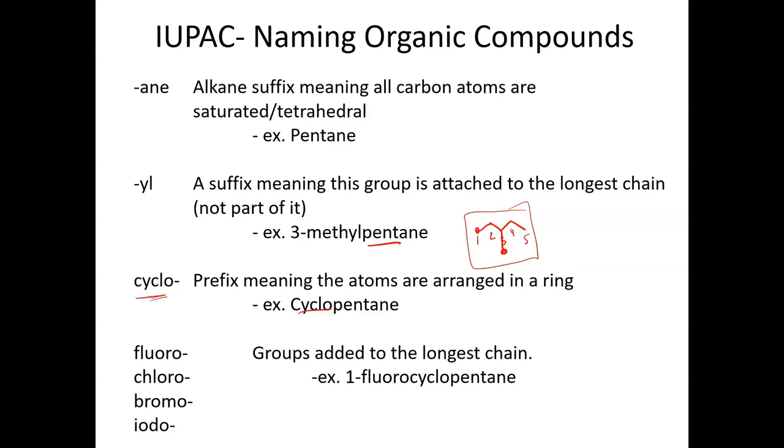Cyclic compounds: cyclopentane means that it's cyclic, so it's in a circle. So we'd have 5 carbons, 1, 2, 3, 4, 5, and they're all attached in a ring. So that would be cyclopentane. Then we'll also start to look at adding some halogens: fluorine, chlorine, bromine, iodine. Those are going to be based off of where it is on the carbon. If we have a cyclopentane, again we have this ring structure with 5 carbons in it, and we're going to have fluorine on one of those. So that would be 1-fluorocyclopentane.